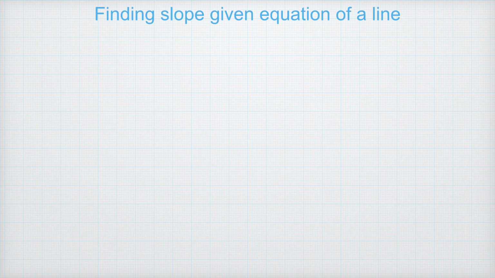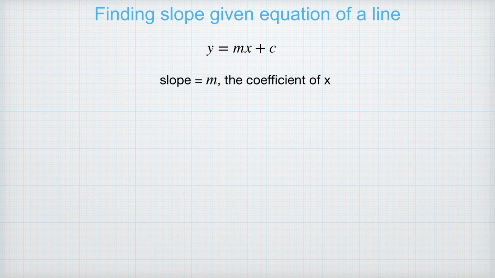If we are given the equation of a line in the form of y equals mx plus c, then we can find the slope, as the slope is equal to the m value in the equation, that is, the coefficient of x, provided that the coefficient of y is 1.